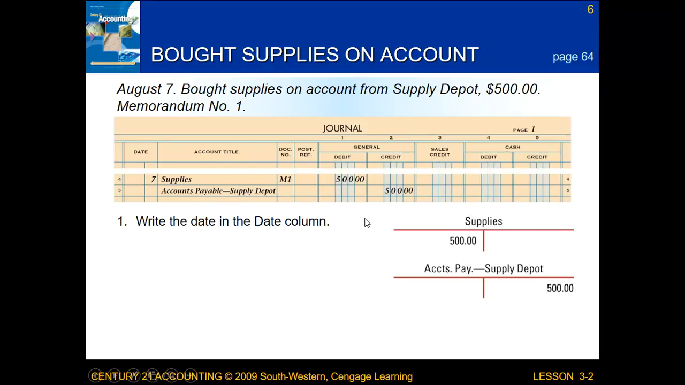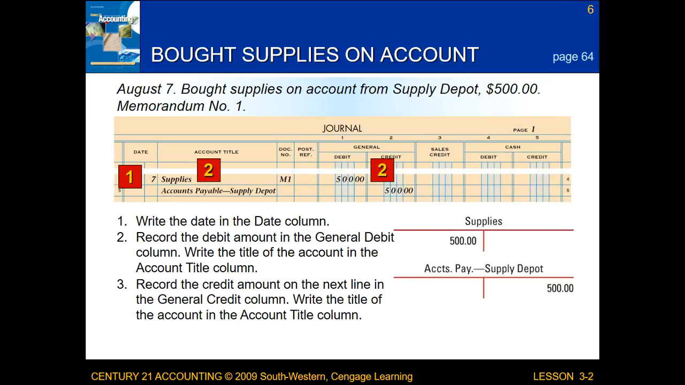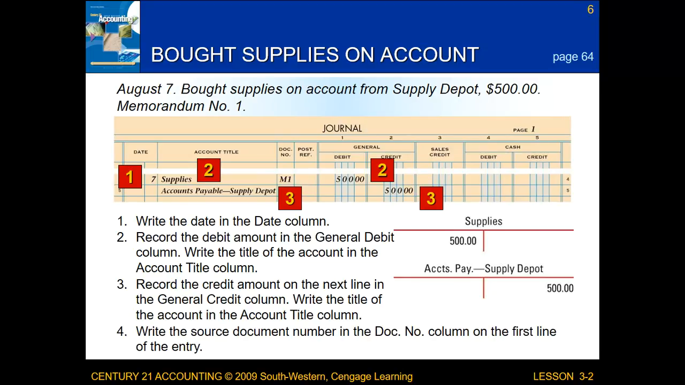So step 1 is to write the date on the first line, which is the 7th. Step 2 is to write the debit amount. It's a general debit to supplies, so I write the debit amount of $500 and the account title, supplies. We like to put our debits first. Step 3 is to write the credit amount: $500 in the general credit and accounts payable, Supply Depot, in the account title. And then step 4 is to write the source document. Again, I only need to write the source document on the first line of the entry.